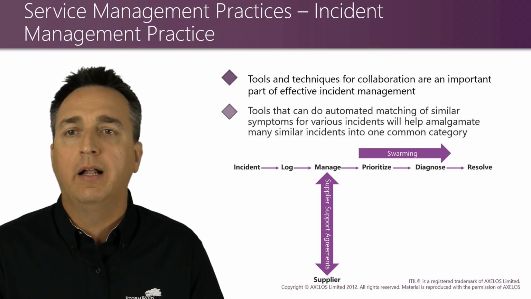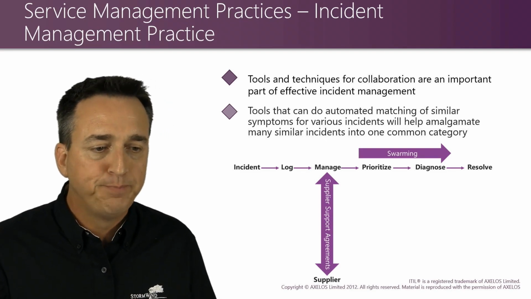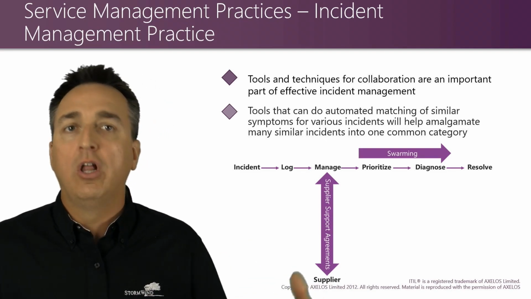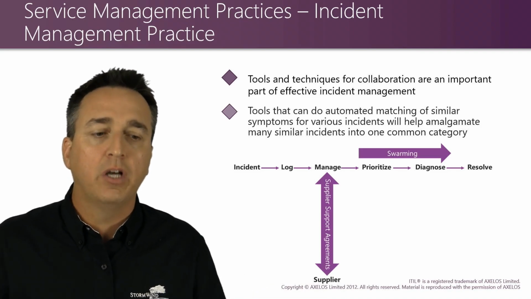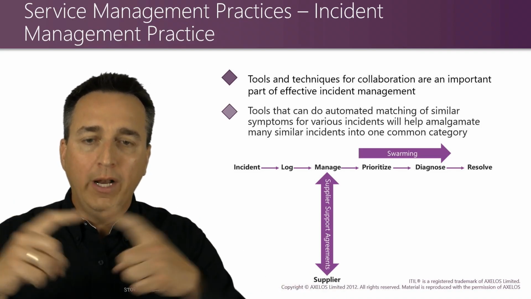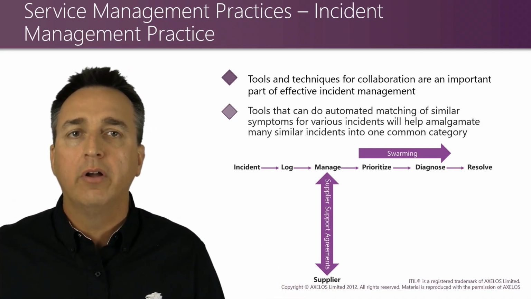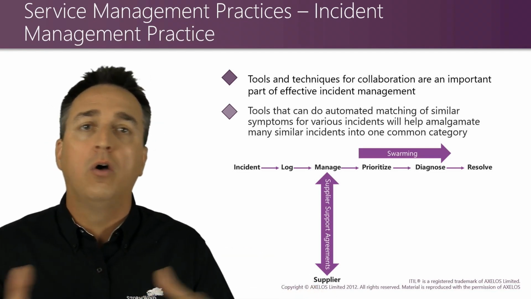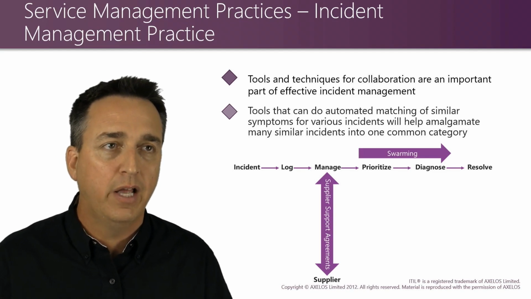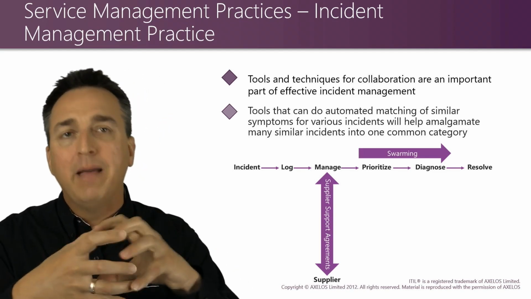Also, we want tools that allow us to do things like automated matching. What happens in a lot of large organizations is you end up with incidents coming in and being recorded. But if there's no way to correlate those incidents to each other, we often end up with a lot of open tickets that are all related to approximately the same incident, and they haven't been matched together.